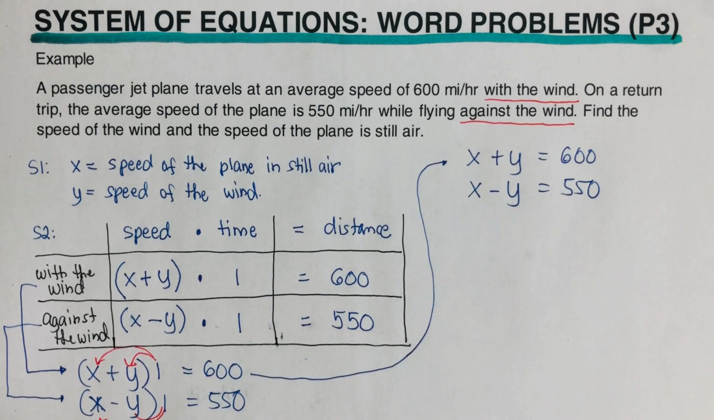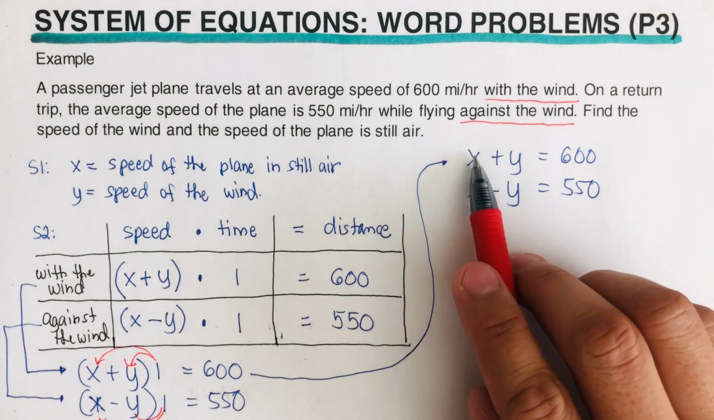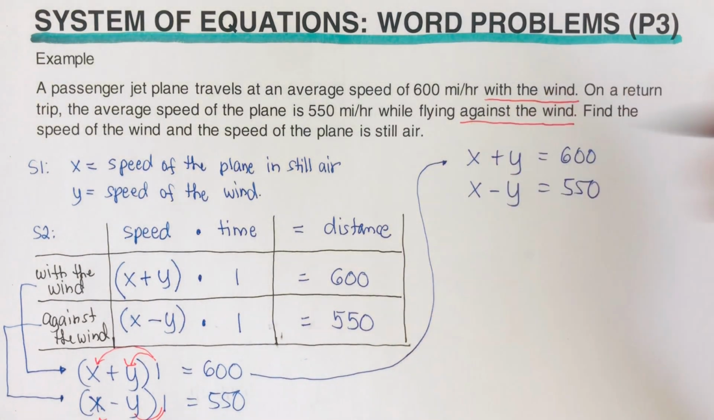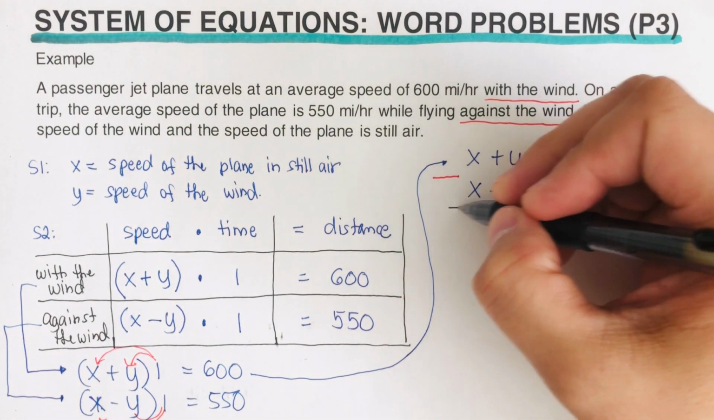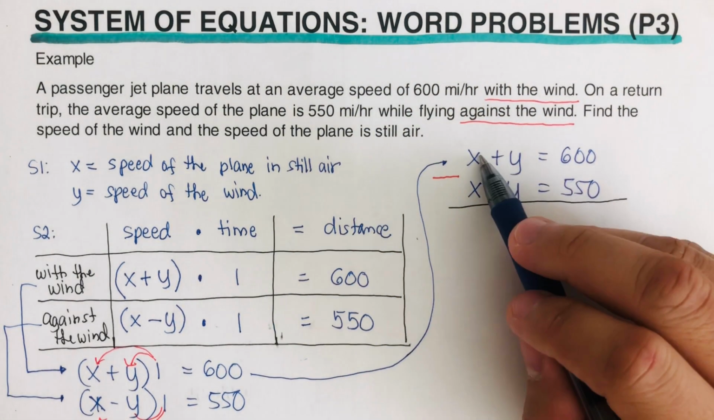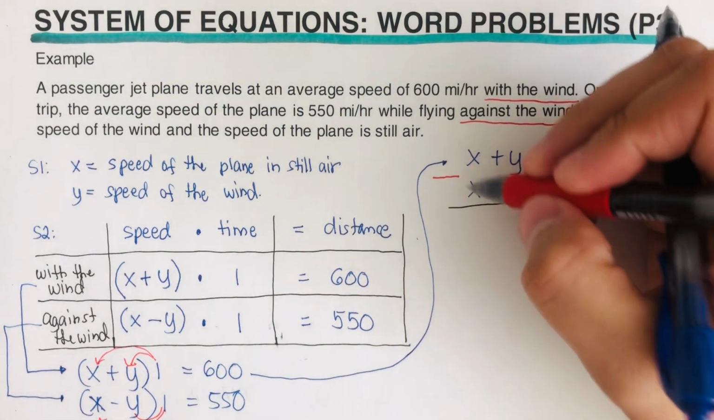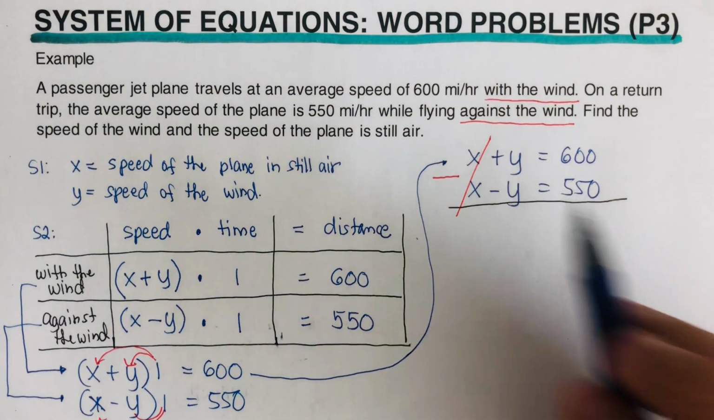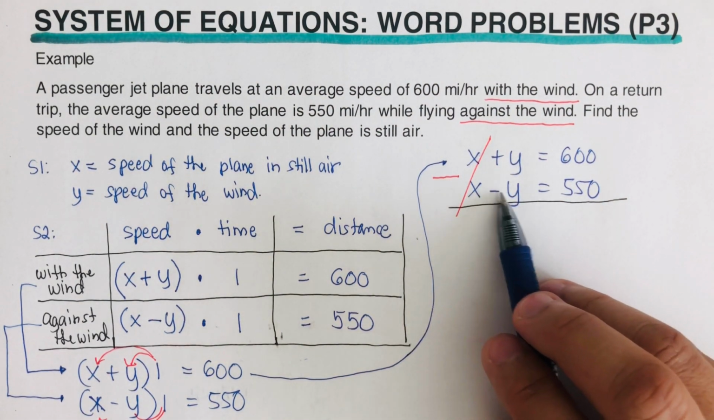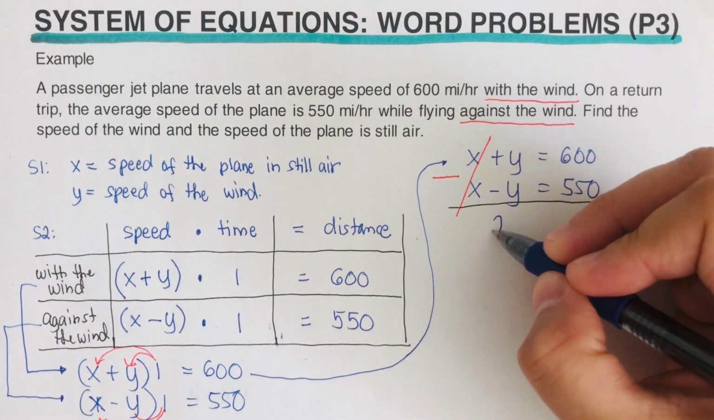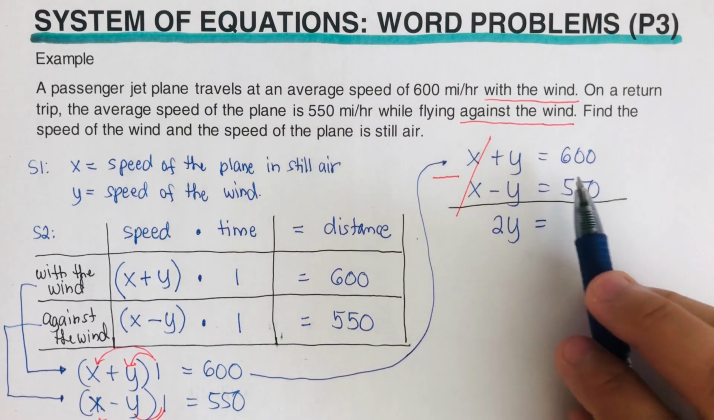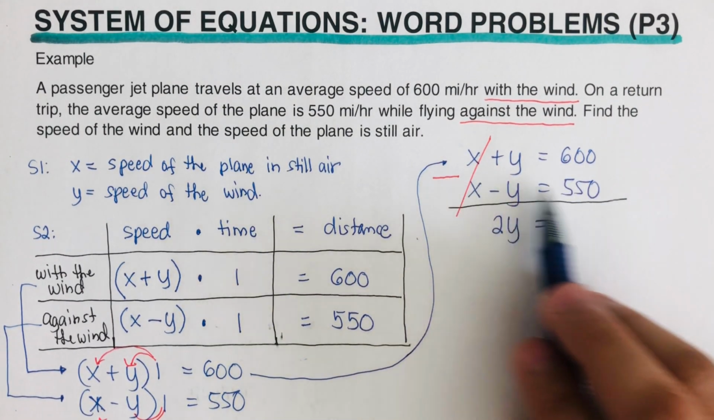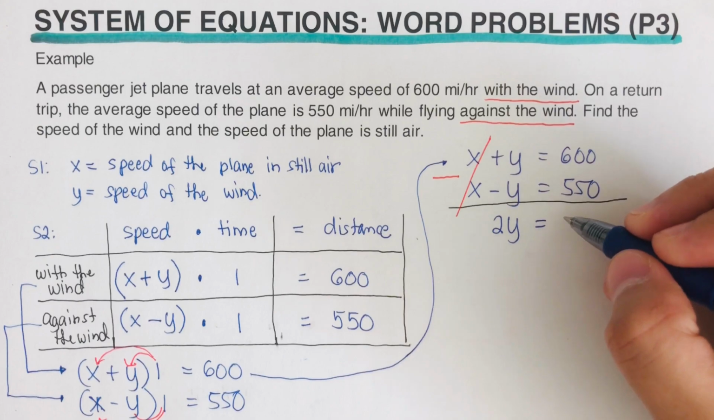So then from here, we are ready to solve for one of the variables. Since both of the x's are equal, I can go ahead and subtract these two equations. So if we subtract this, x minus x is 0, so we can cross that out. We have a positive y minus negative y, which is a positive 2y. And that is equal to 600 minus 550, which is 50.